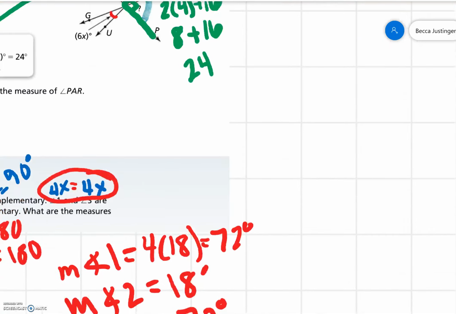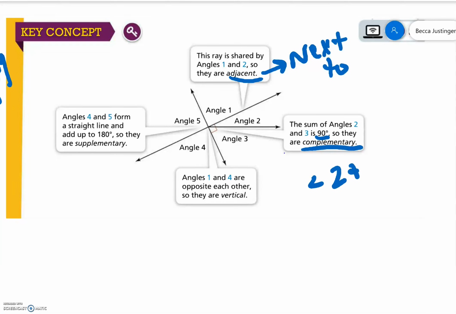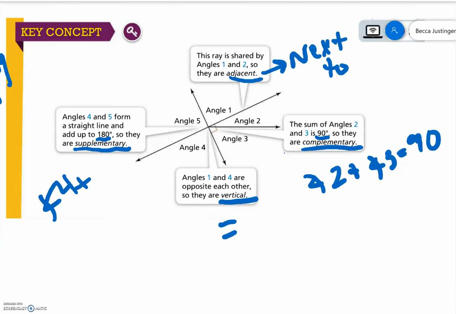Okay, key concept. This ray is shared by angles 1 and 2, so they are adjacent. Adjacent means next to. The sum of angles 3 and 2 is 90, so they are complementary. Complementary means added up together. Angle 2 plus angle 3 equals 90. Angles 1 and 4 are opposite each other, so they are vertical. Vertical means they are equal. Angles 4 and 5 form a straight line and add up to 180 degrees. They are supplementary. Angle 4 plus angle 5 equals 180.